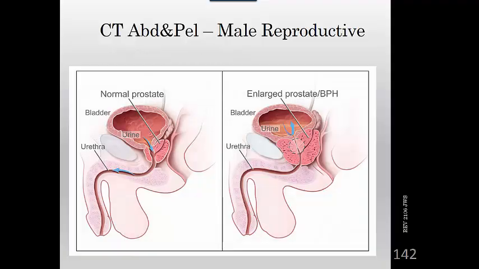This is just the sagittal view of the male anatomy, and you can see how the bladder is here and your urine flows out, and then the normal prostate surrounds the urethra here and doesn't constrict it. But an enlarged prostate, benign hyperplasia, will constrict the urethra here as it enlarges, and restrict urine flow. It can be really painful as well.